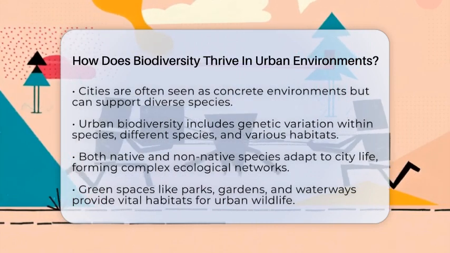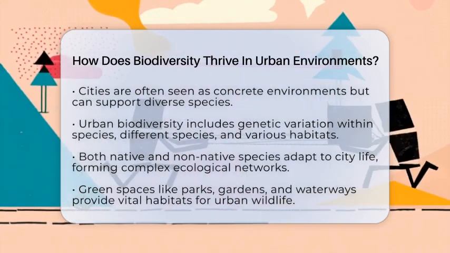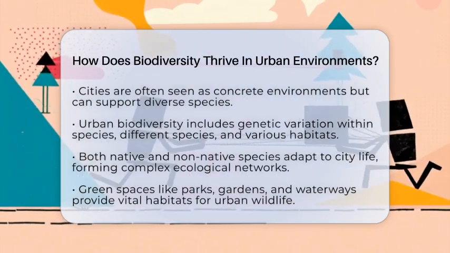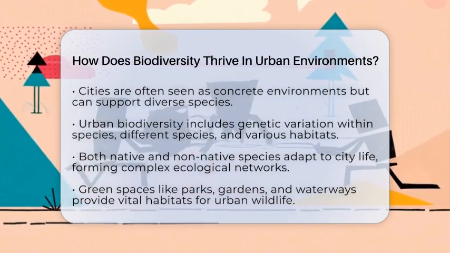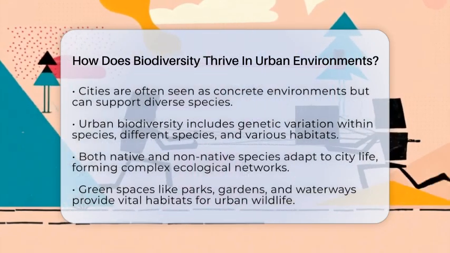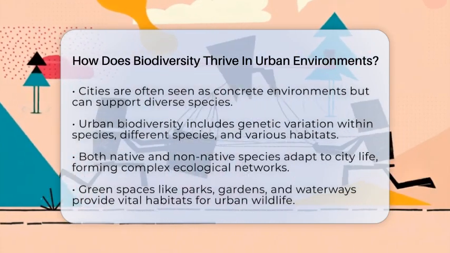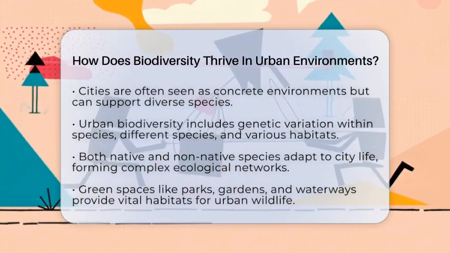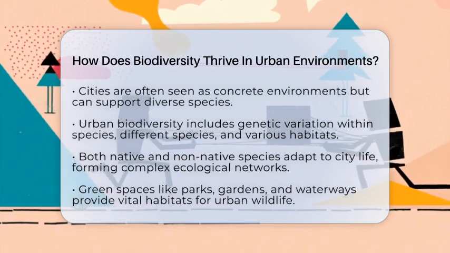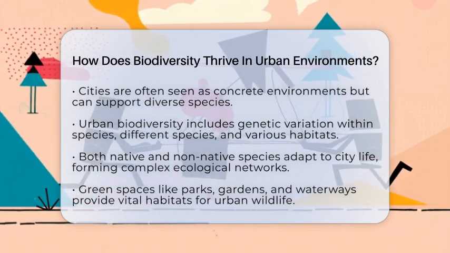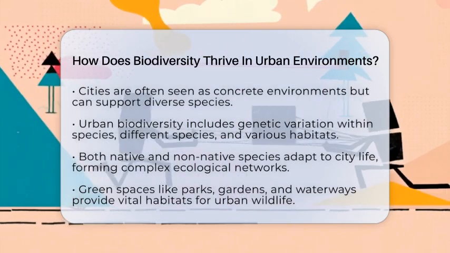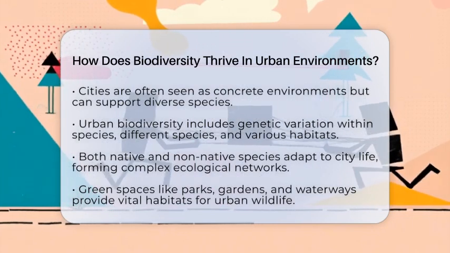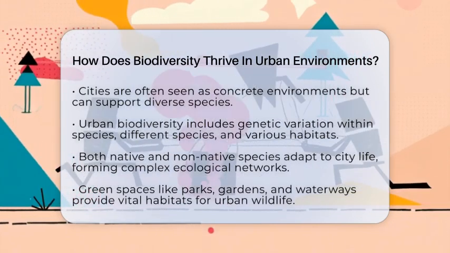How does this happen? Well, it all comes down to a mix of human actions, natural processes, and social factors shaping these environments. Urban biodiversity is not just about counting how many species live in a city. It includes the genetic differences within species, the variety of different species living together, and the types of habitats that are created or kept intact. Cities can host native species that originally lived there, as well as some non-native species that adapt well to city life. This includes plants, animals, fungi, and tiny microorganisms that form complex ecological networks.